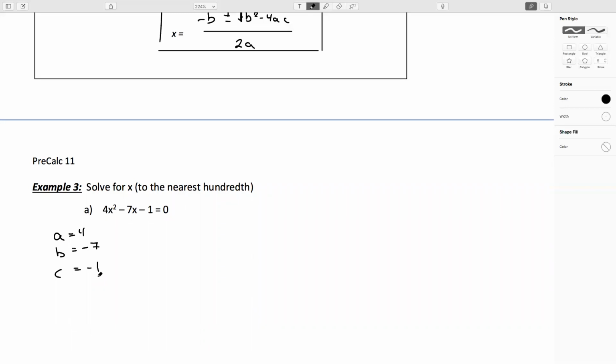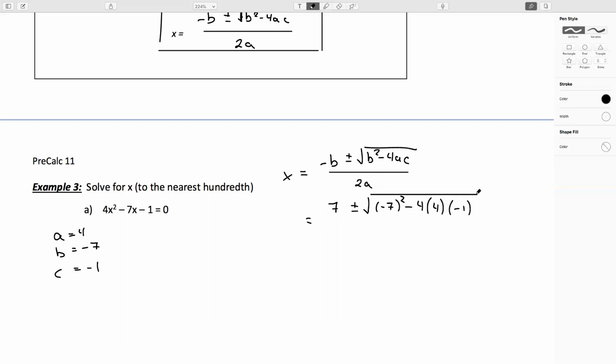So if we want to use the quadratic formula, x equals negative b plus or minus the square root of b squared minus 4ac all over 2a. It's going to equal negative b, which is positive 7, plus or minus the square root of b squared, which is minus 7 squared, minus 4 times a, which is 4, times c, which is minus 1, all over 2a, which is 2 times 4.